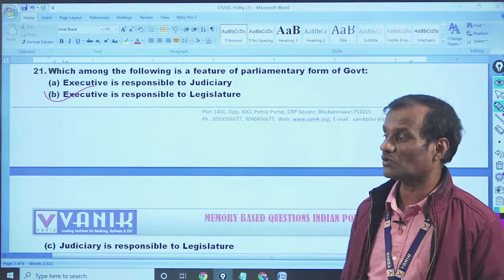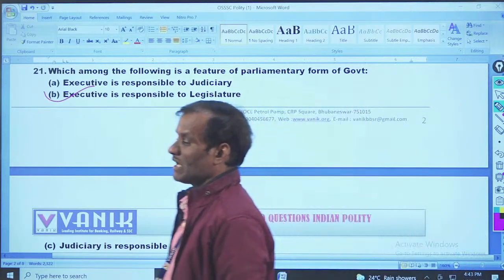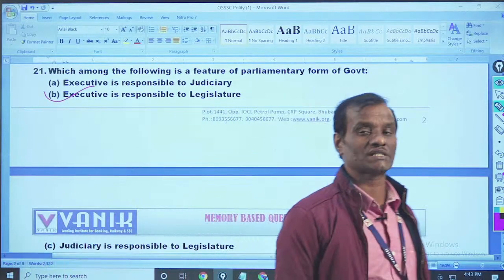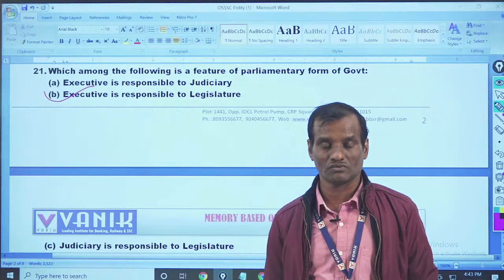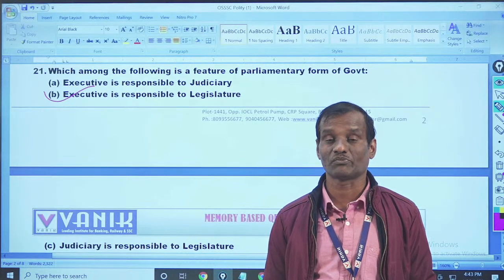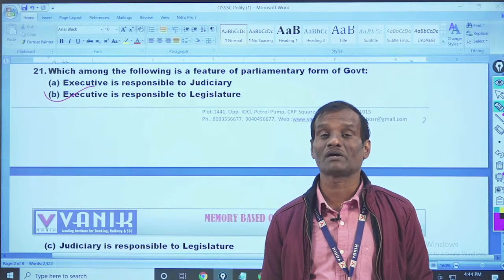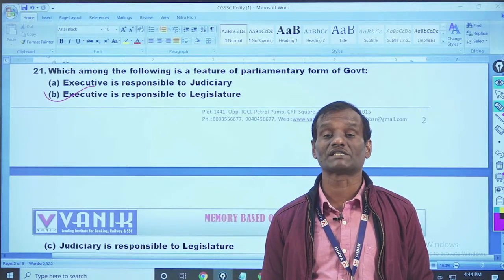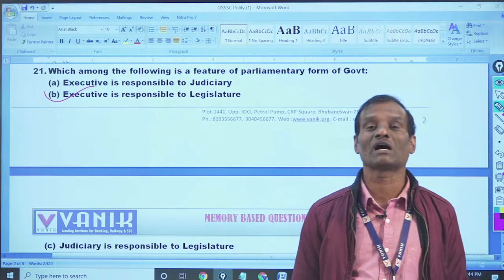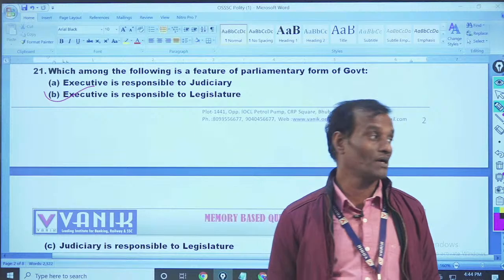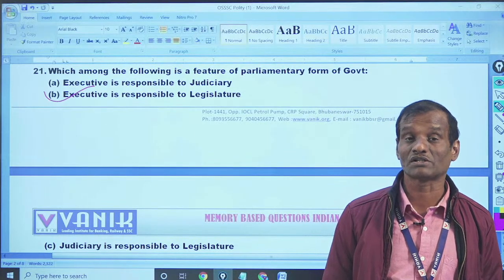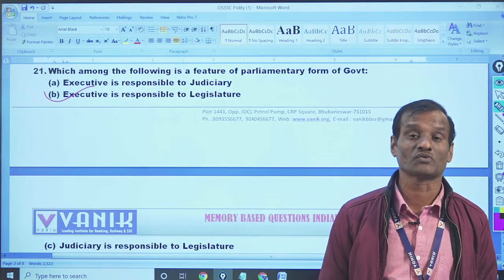And the executive or the government will survive as long as it has majority in the Lok Sabha. The moment it loses its majority, it may go down. That is also called executive is responsible to legislature. Remember, this is the basic principle of parliamentary democracy. So a question may be asked in different wordings, but the answer may be the same. You have to understand the question and the option, then only answer.